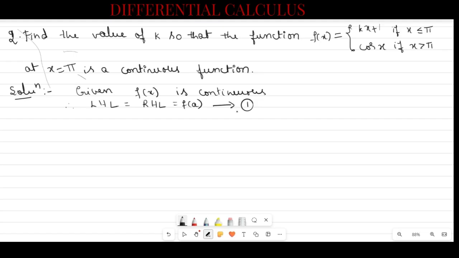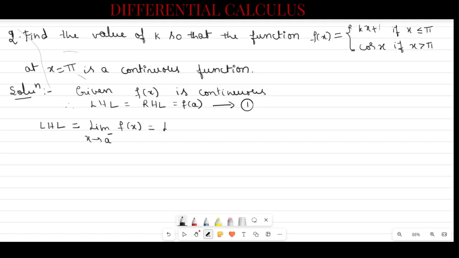Sometimes, instead of writing left hand limit and right hand limit, you simply write LHS and RHS. Be careful, that is not the left hand side or right hand side, it is left hand limit and right hand limit. As we did in the previous problem, we will do this one the same way. Let us find the left hand limit first: limit of f of x as x tends to a minus.